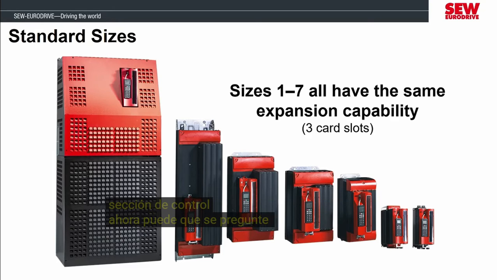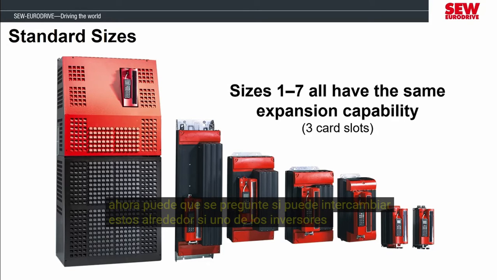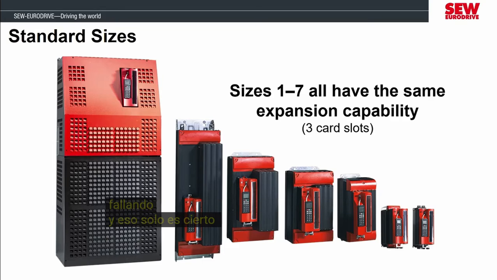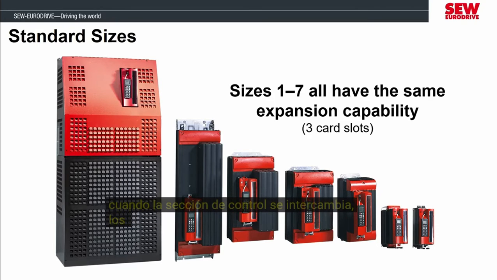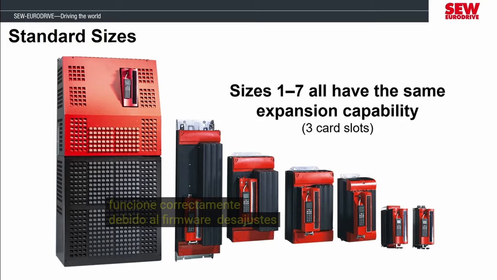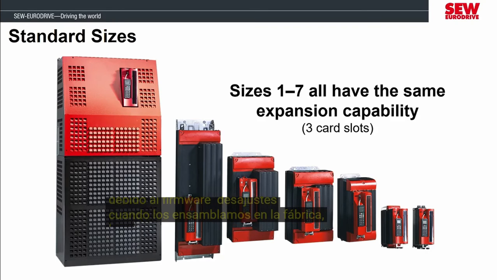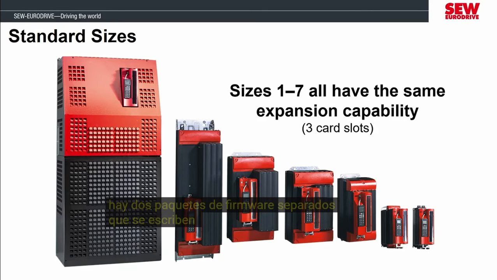Now you may be wondering if you can swap these around if one of the inverters is faulting. And that is only sometimes true, and we don't recommend doing that. When the control section is swapped around, the parameters could be accidentally wiped, or it can cause the MOVIDRIVE to not work correctly because of firmware mismatches. When we assemble these in the factory, there are 2 separate firmware packages that get written in the control section and in the power section.